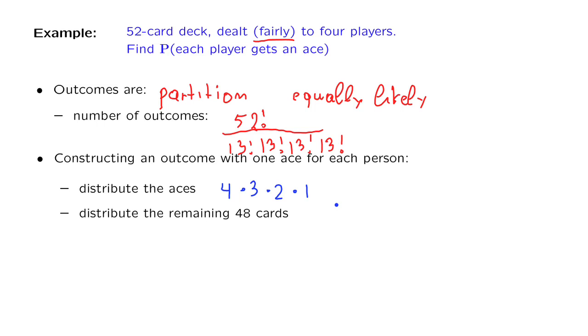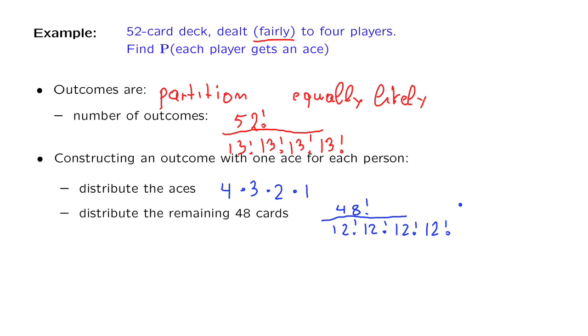Having distributed the 4 aces, then we need to somehow distribute the remaining 48 cards to the 4 people. But we can do that in any way we want. So all we need to do is to just partition the 48 cards into 4 subsets of given cardinalities. And this can be done by a number of ways, which is the number of such partitions. We have already found what that number is, and it is this particular multinomial coefficient.